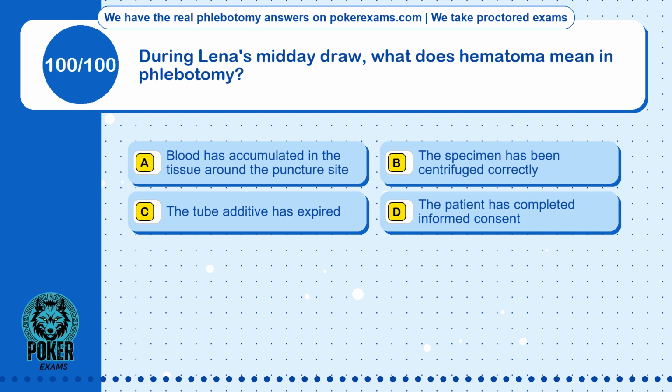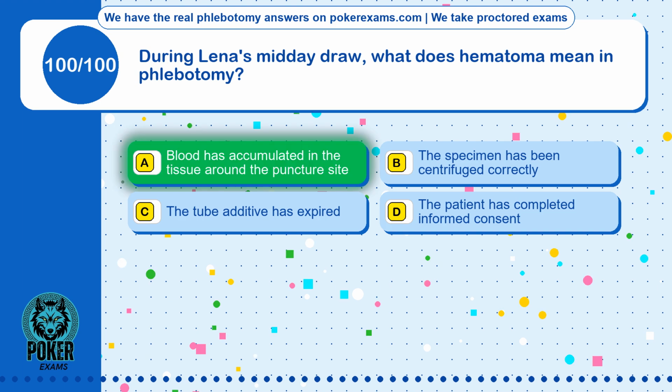Question 100. During Lena's midday draw, what does hematoma mean in phlebotomy? Option A. Blood has accumulated in the tissue around the puncture site. Option B. The specimen has been centrifuged correctly. Option C. The tube additive has expired. Option D. The patient has completed informed consent.